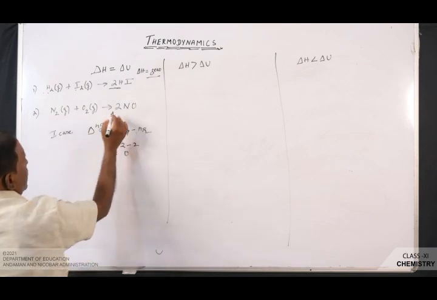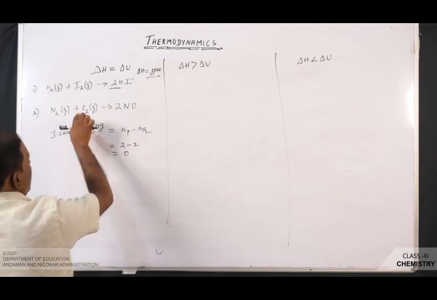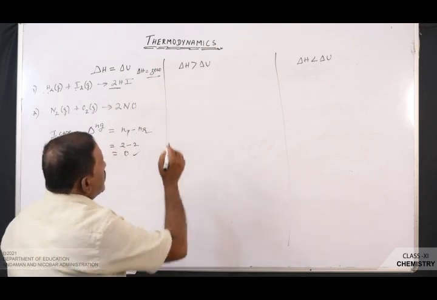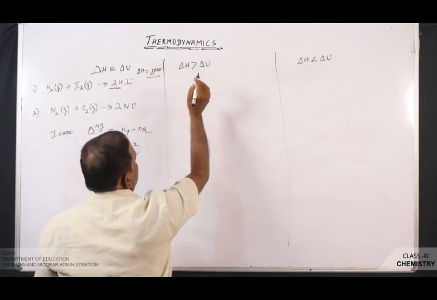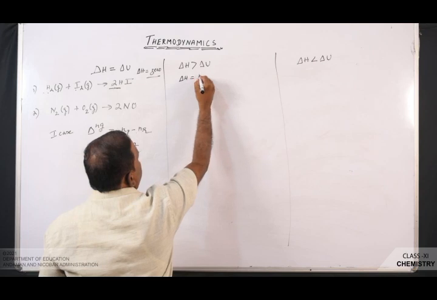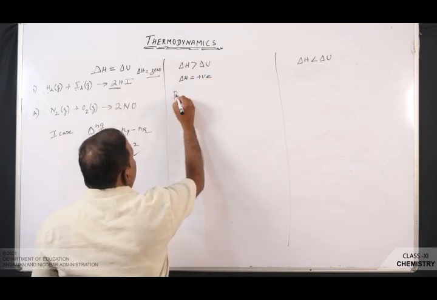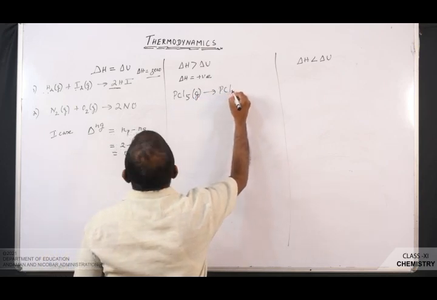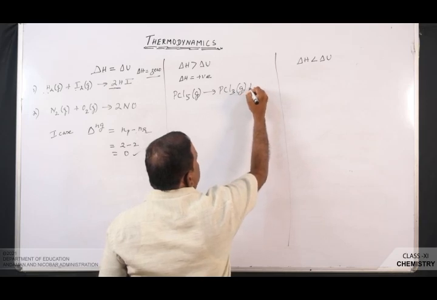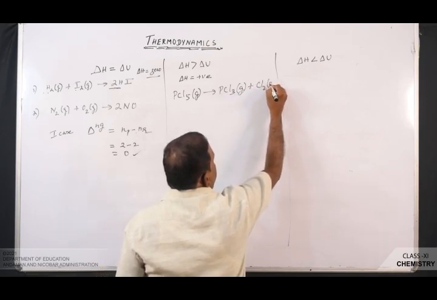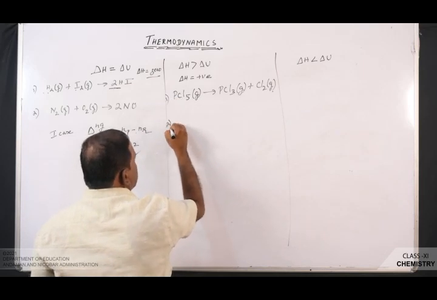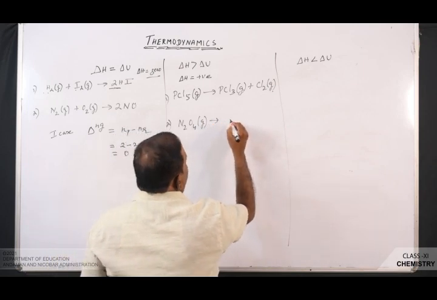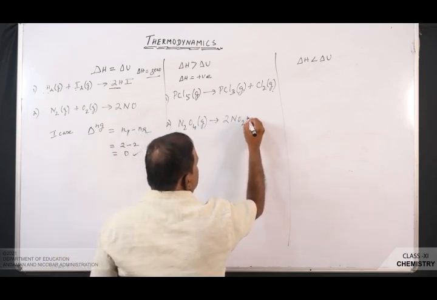Now for the second, also similar, that is 2 and 1 plus 1, 2. So delta H is 0. Now for the case where delta H is greater than delta U, delta H will be positive. Let us see. PCl5 gas gives PCl3 gas plus chlorine gas. That is the first case. Second case, N2O4 gas gives 2NO2 gas.